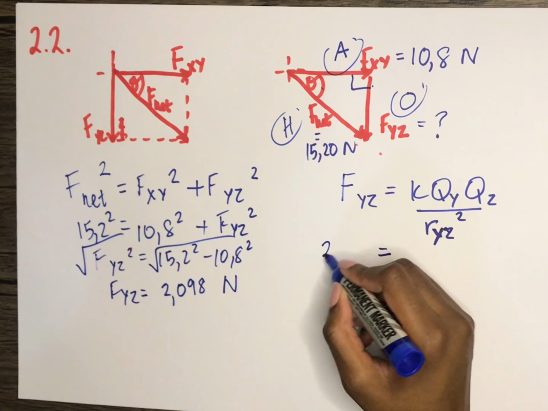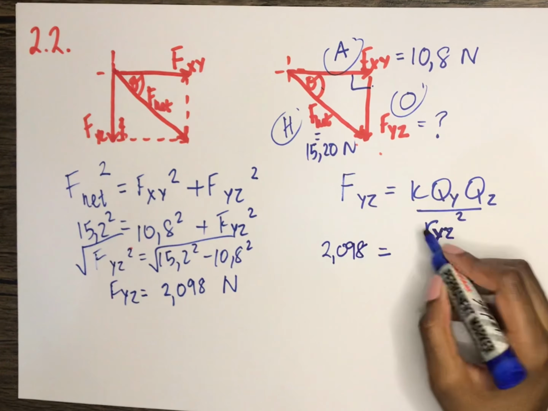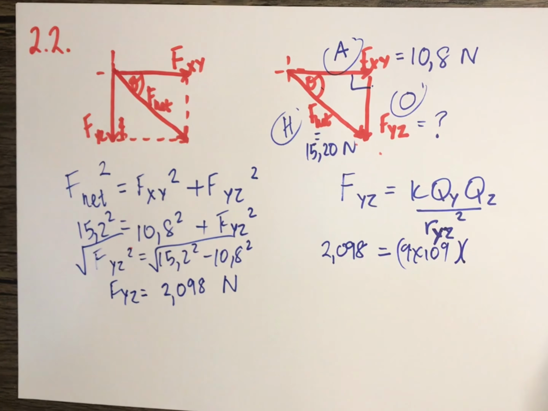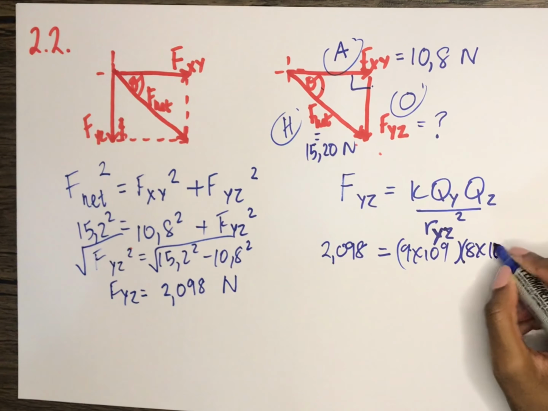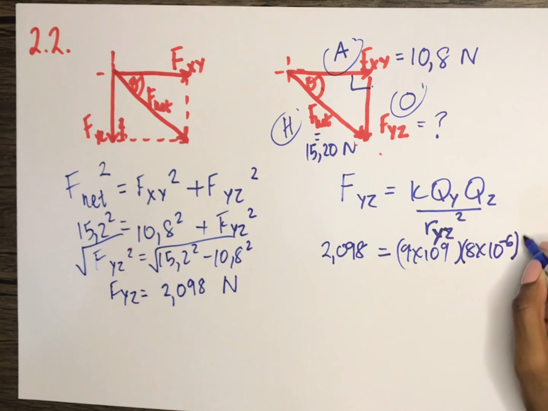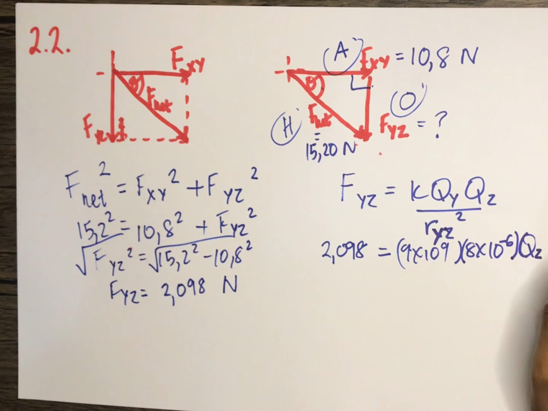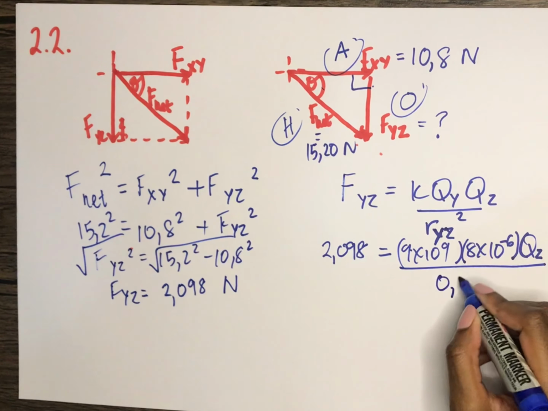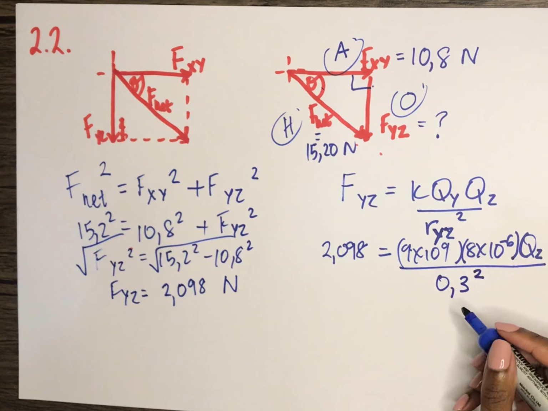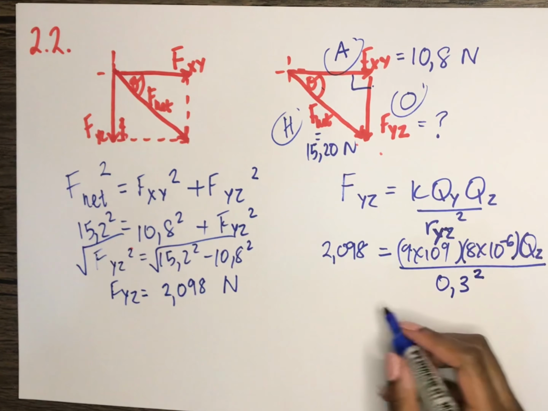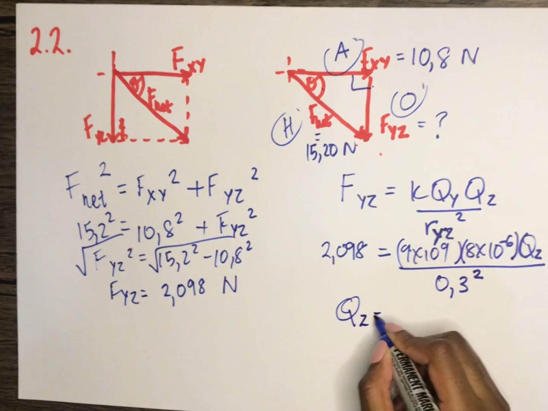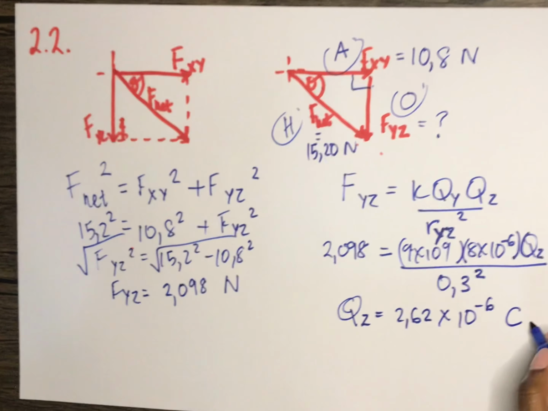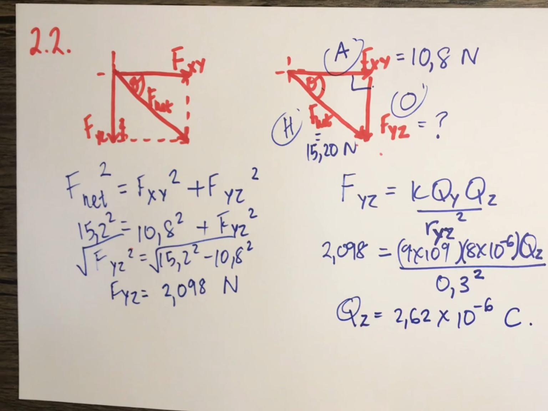This I've calculated as 2.098, and this is 9 times 10 to the power of 9, Coulomb's constant. q_y I have as 8 times 10 to the power of negative 6, right? And then q_z is what is unknown. The distance between Y and Z is 0.3, all squared, right? So once you do your calculations here, you should get q_z is equal to 2.62 times 10 to the power of negative 6 coulombs, right?